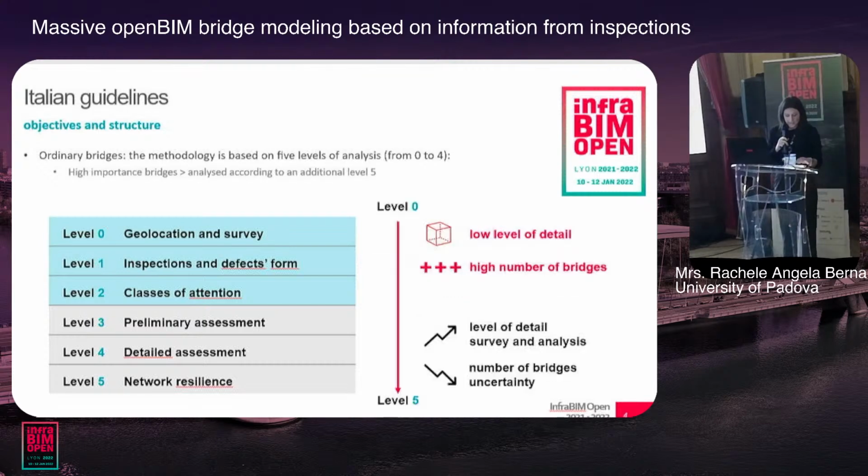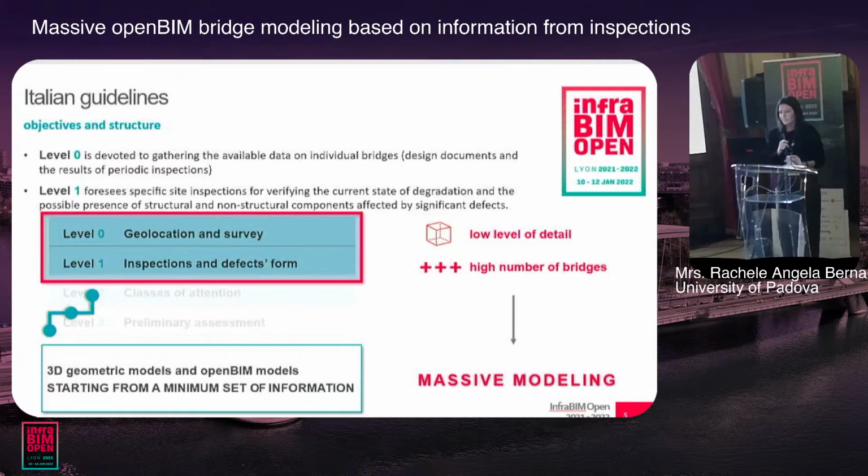Okay, so to summarize, in the guidelines' multi-level approach, for the first levels, 0 and 1, you have a low level of detail of the modeling, but a high number of bridges. On the opposite side, when the level goes to 4 and 5, the number of bridges goes down. We have fewer bridges, but the level of the survey and of the analysis goes higher.